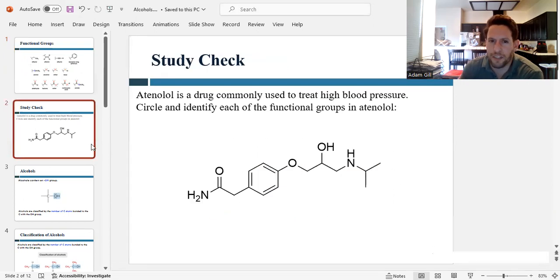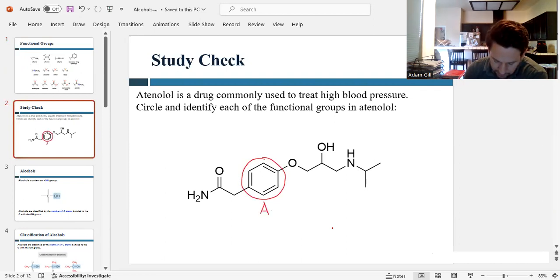Let's do a quick study check. Here's a drug used to treat high blood pressure. Can we identify all of the functional groups in this molecule? Well, if we look at it, I think the easiest thing to see here is a giant phenyl ring. So that's an aromatic functional group.